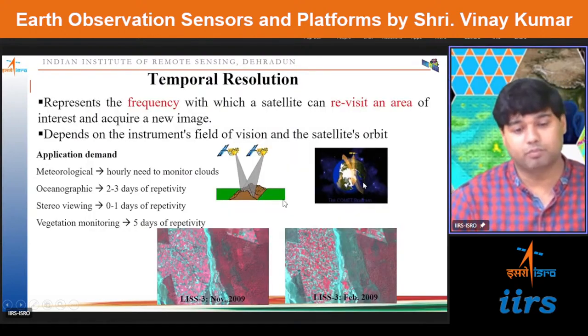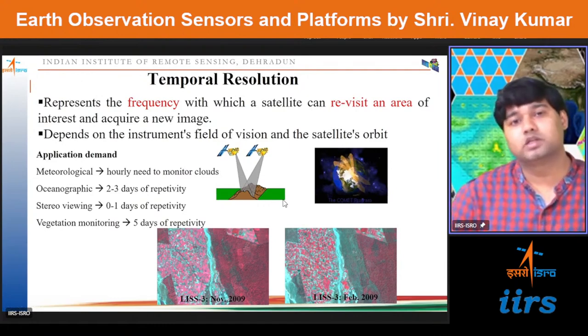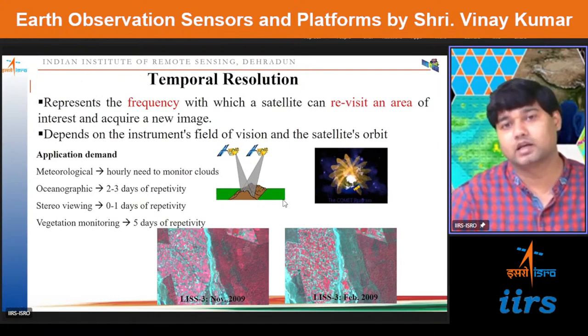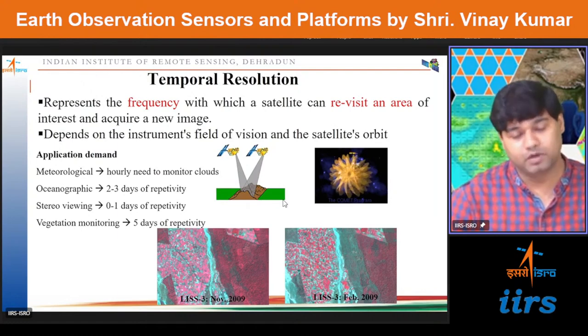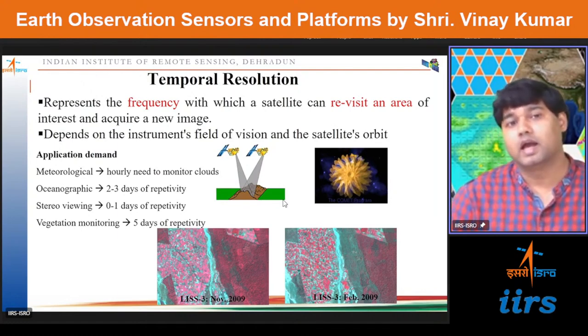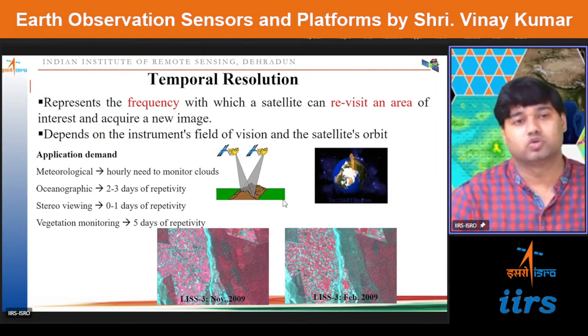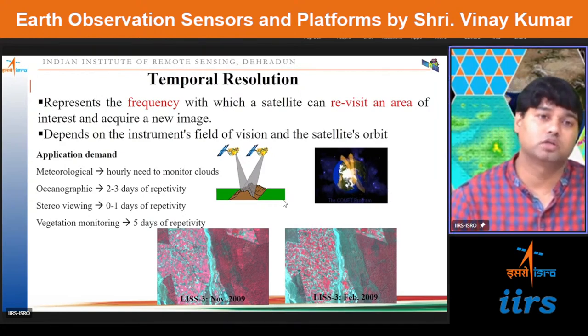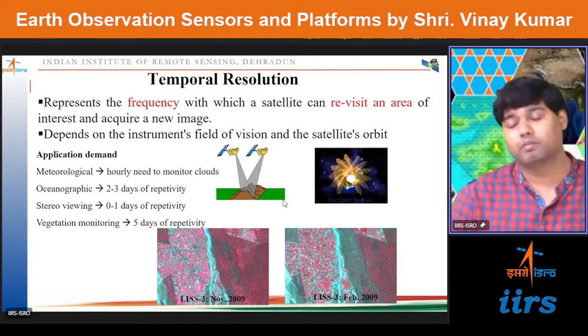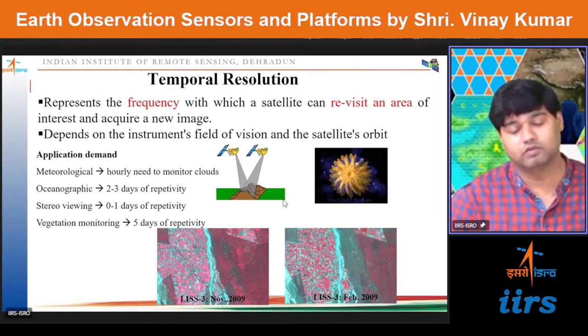Now coming to the temporal resolution, this represents the frequency with which a satellite can revisit an area. It depends upon the instrument's field of vision and satellite size. So what is the application demand? Meteorological application: hourly need to monitor the clouds. Oceanographic applications: 2 to 3 days of repetitivity.